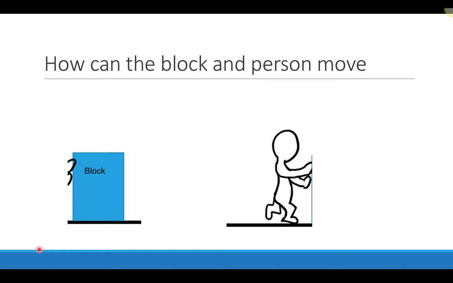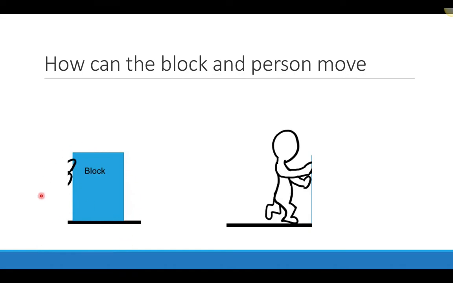So how can the block and the person move if there are these two forces that are equal and opposite acting on these objects? This is often confusing to people because they think that if forces are created in pairs and they're always equal and opposite, then they're going to cancel each other out and objects can't move. But the key is that the pairs of forces always act on different objects. So an object can have a force exerted on it and not have its pair, according to Newton's third law, acting on that same object.